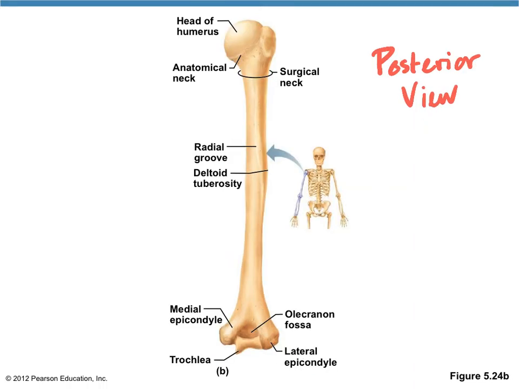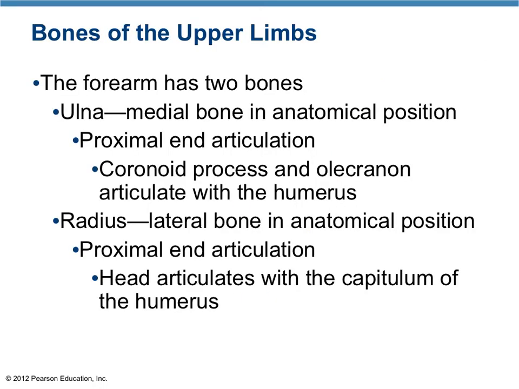On the posterior side, you can still see the head of the humerus, and then there's also the olecranal or olecranon fossa. If you remember the olecranal region, that's where your elbow is. That's where this is also located. Moving to the forearm, there are two bones that make the forearm up.